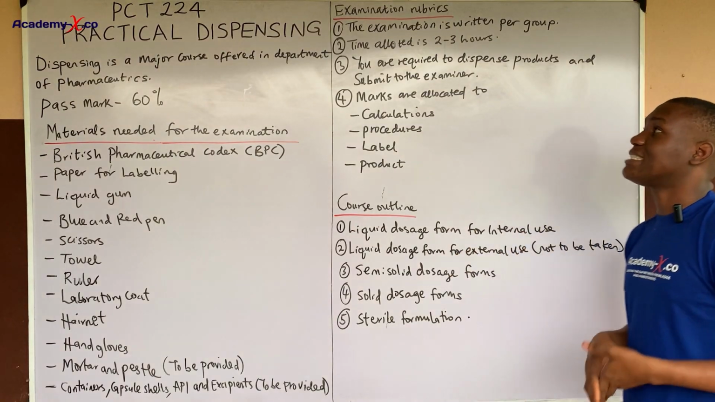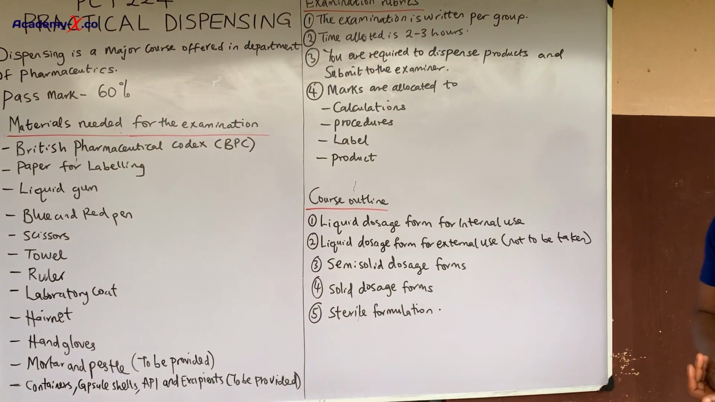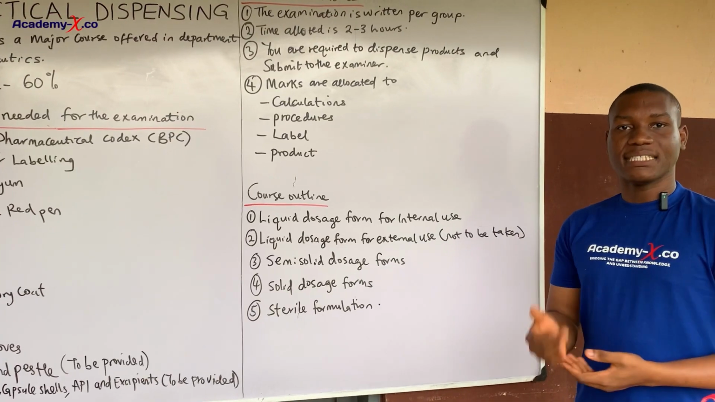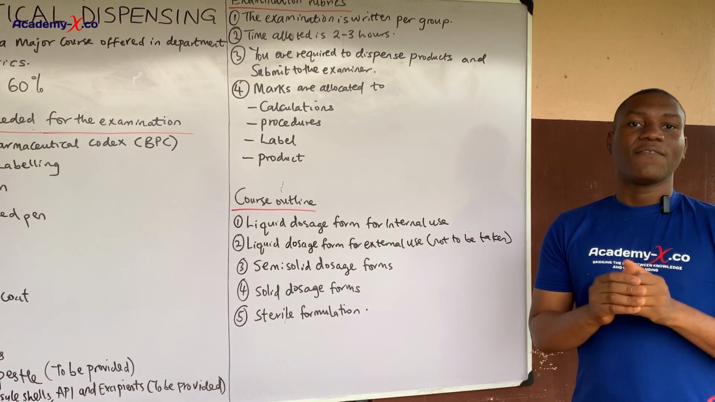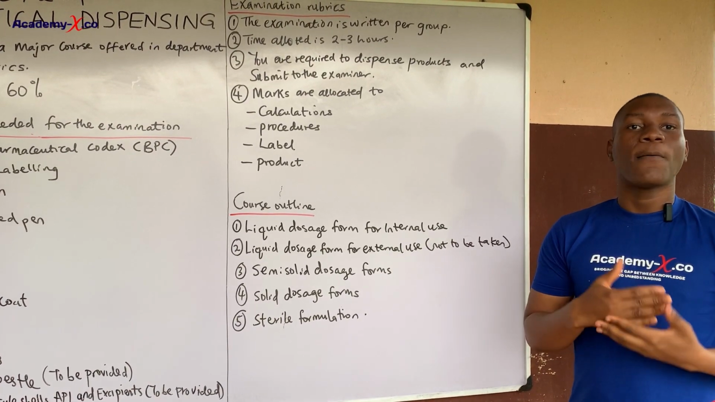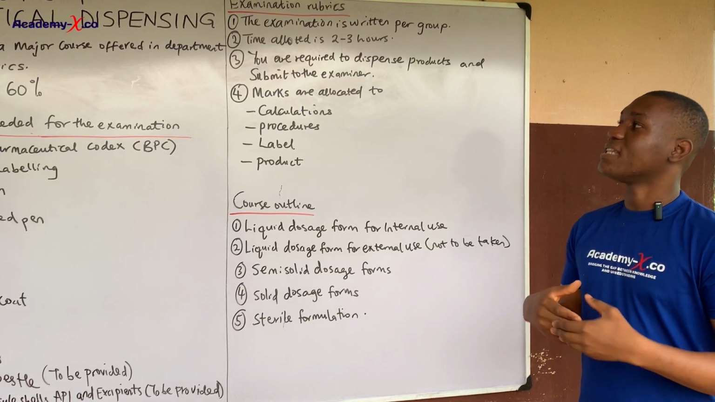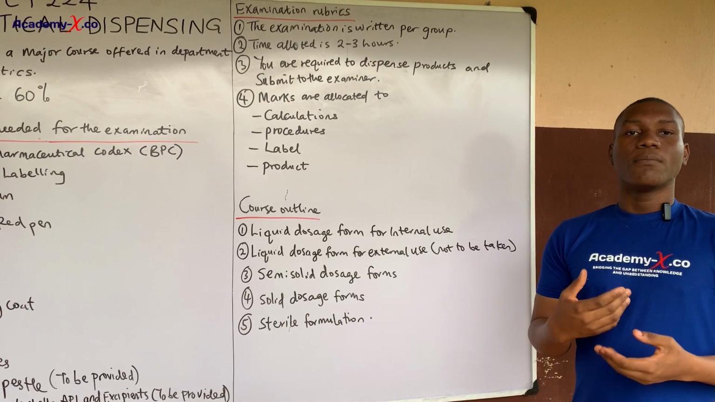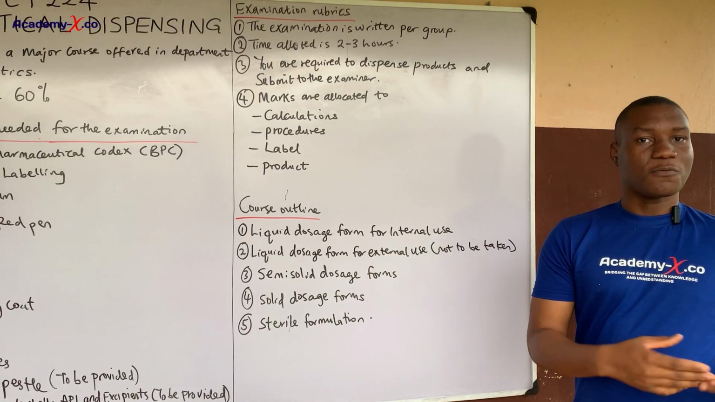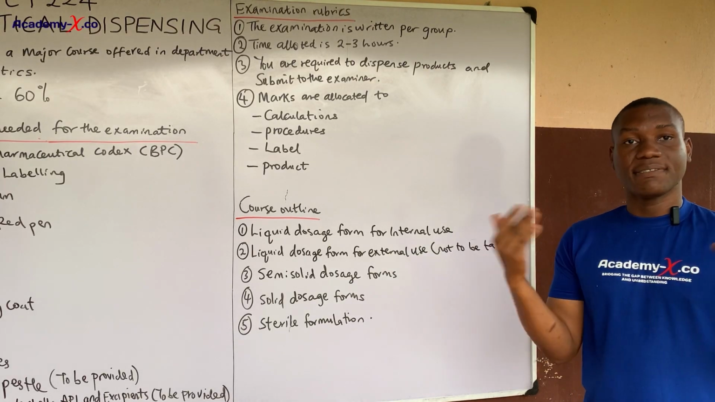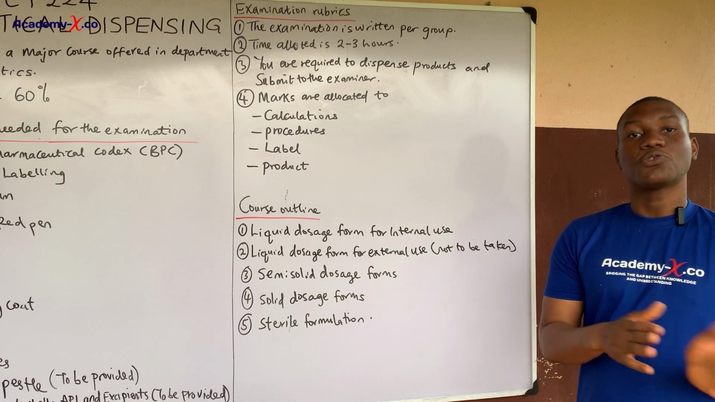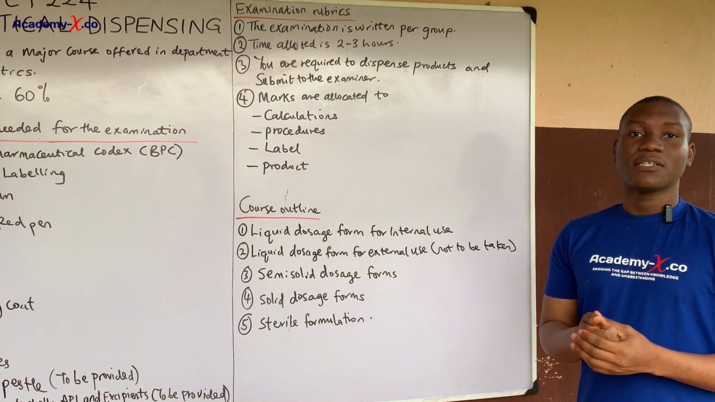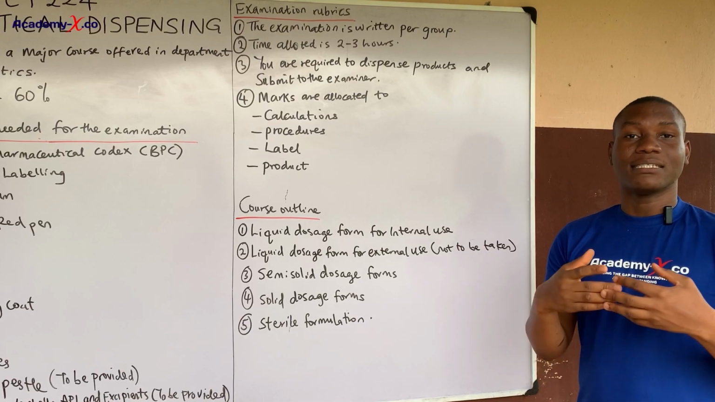So let us look at the examination rubrics. The examination is written per group. Remember we have groups A, B, C, and D. They are going to write it for each group. It is not a general paper. Now we have the time. The time allotted is 2 to 3 hours. Sometimes they reduce the number of questions and reduce the time, sometimes they increase it and increase the time. So it's a 2 to 3 hour interval that you should expect to complete your write-ups and your products.